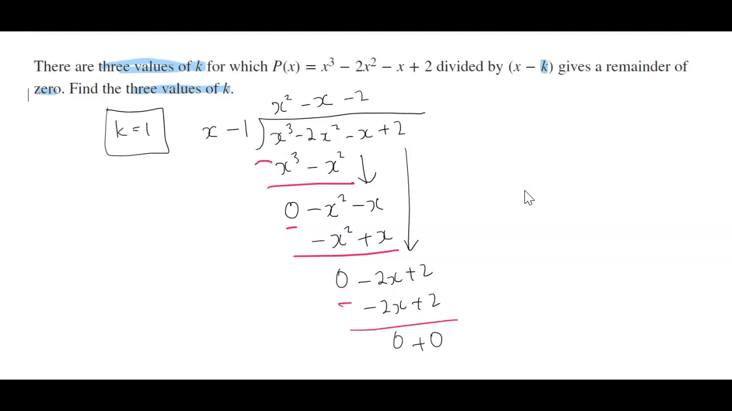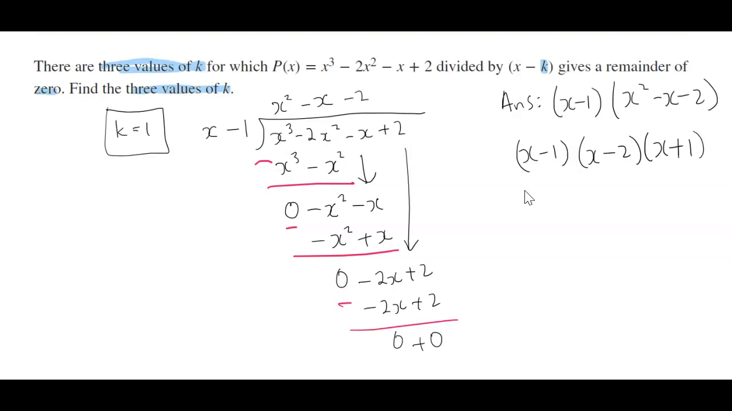I can stop because my answer, my factorized form, not the answer to the question, but my factorized form, is x minus 1, and then we've got x squared minus x minus 2. So I just need to factorize that quadratic like I did before. So 2 numbers that multiply to give me negative 2 and add to give me negative 1. So that's going to be x minus 2 and x plus 1. All right, so negative 2 times 1 is negative 2. Negative 2 plus 1 is negative 1.